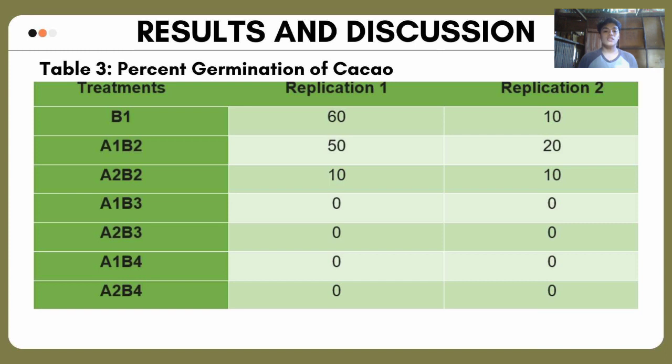Notably, seeds subjected to extended storage duration of 10 days B3 and 15 days B4 under both ambient A1 and refrigerated A2 conditions showed complete inhibition of germination in both replications. This suggests that prolonged storage adversely affects cacao seeds' viability irrespective of the storage environment.